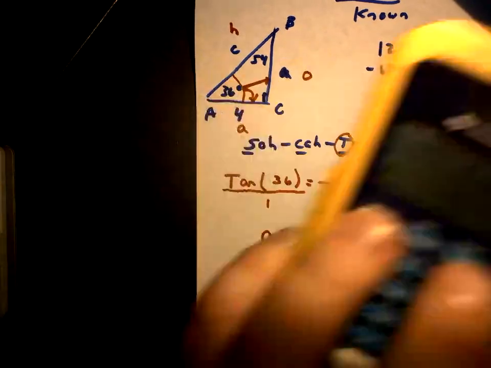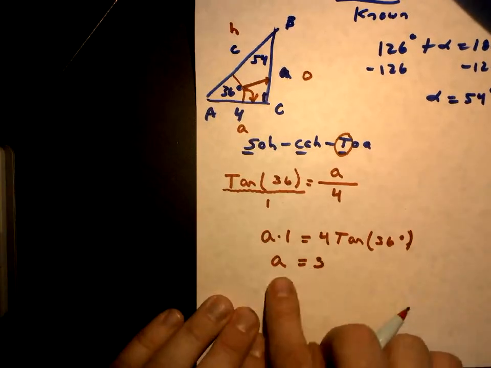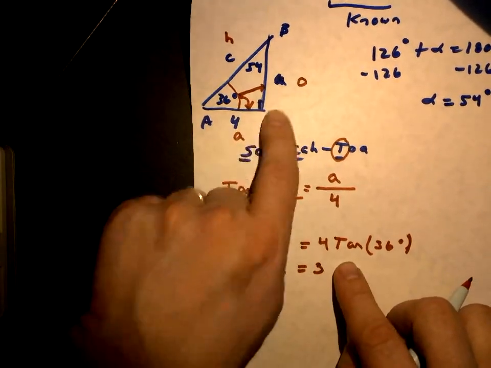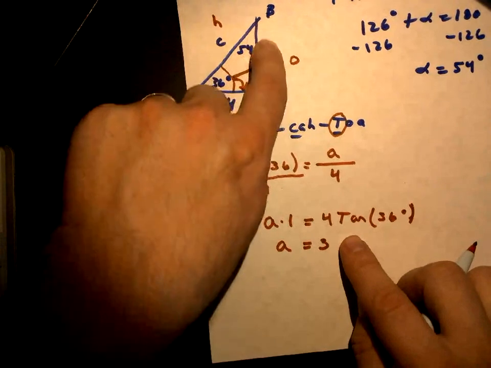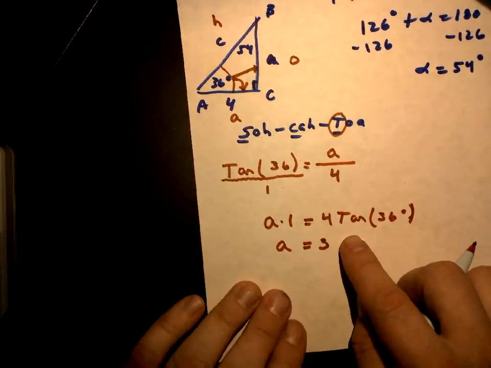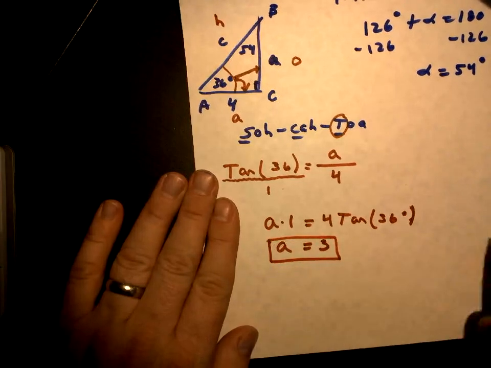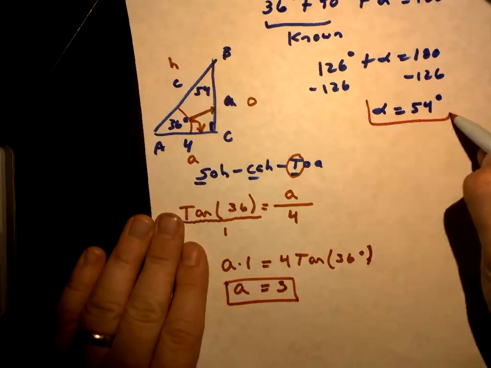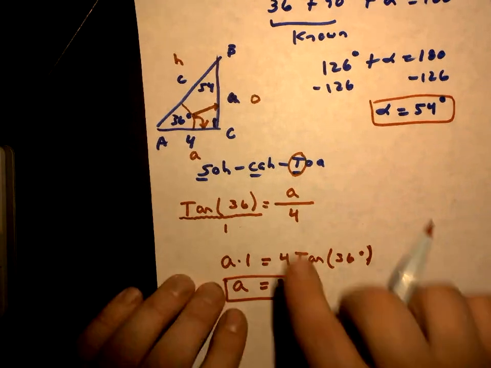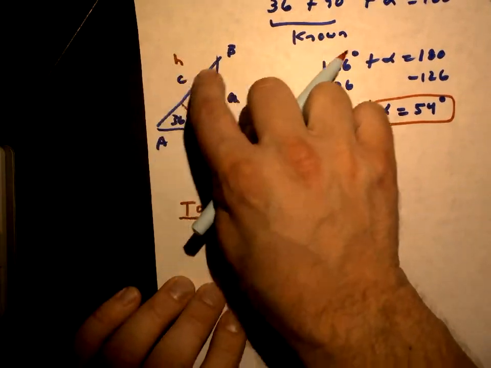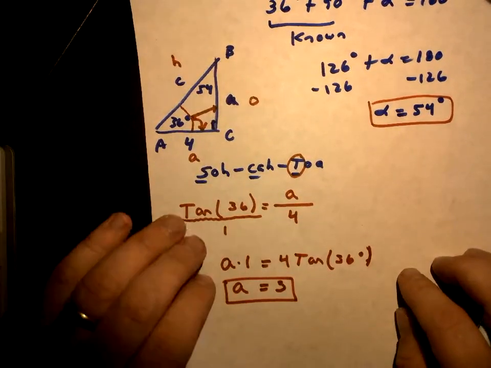Okay, so off of that, that means that this side should be 3. Believe it or not, that's 3. So we found side A. Okay, so now we found these two things. We still need to find the hypotenuse, which is C.